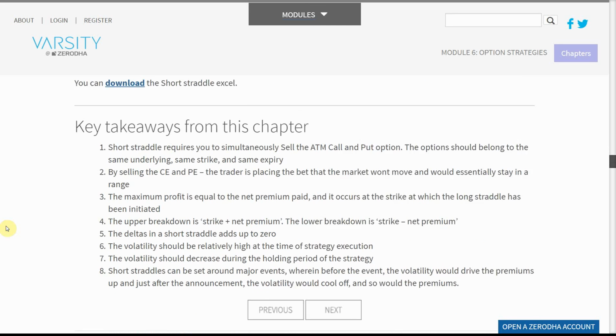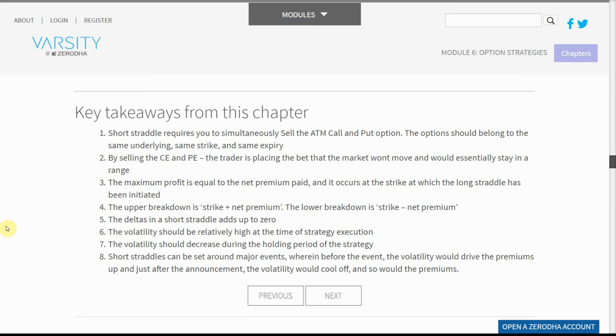Key takeaways from this chapter. Short straddle requires you to simultaneously sell the ATM call and put option. The options should belong to the same underlying, same strike, and same expiry. By selling the CE and PE, the trader is placing the bet that the market won't move and would essentially stay in a range. The maximum profit is equal to the net premium received, and it occurs at the strike at which the short straddle has been initiated. The upper breakeven is strike plus net premium. The lower breakeven is strike minus net premium.